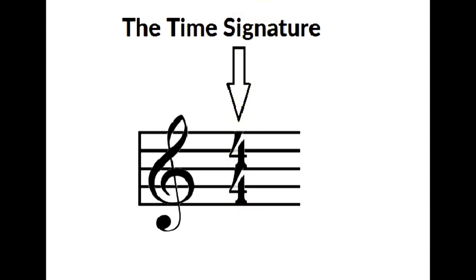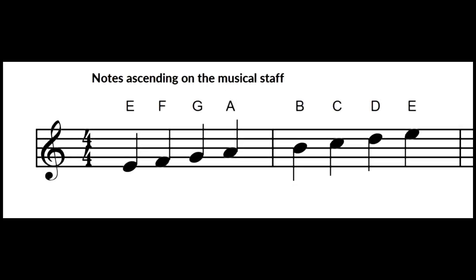And you already know that the top number tells us the number of counts in each measure. By now, you should know what a measure is. It's a container of counts. And you know that in 4/4 time signature, that measure can contain up to 4 counts. On the musical staff, a measure is represented by these vertical lines here. So from this point to this point is a measure. And a measure is just a container of counts.